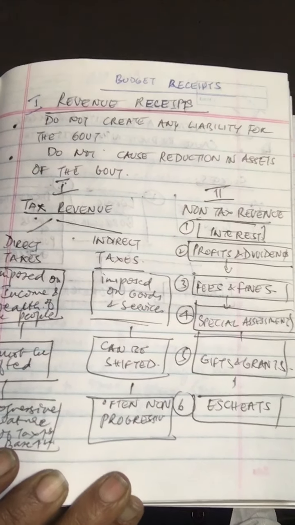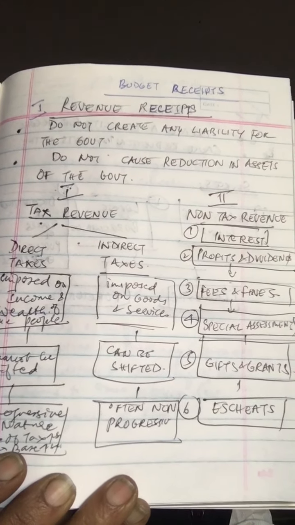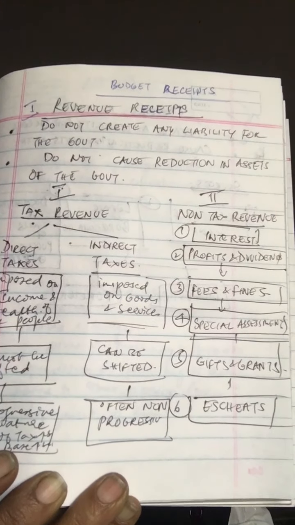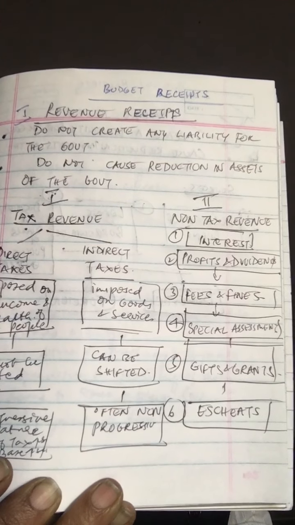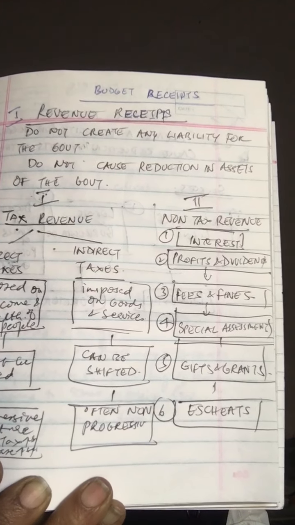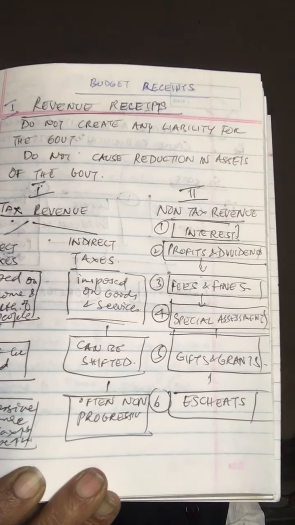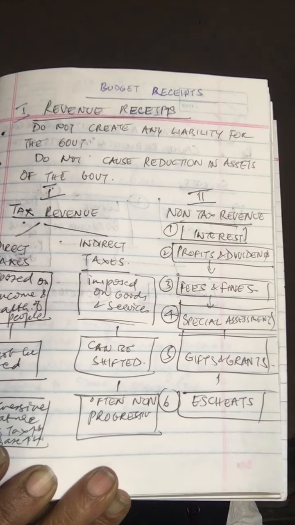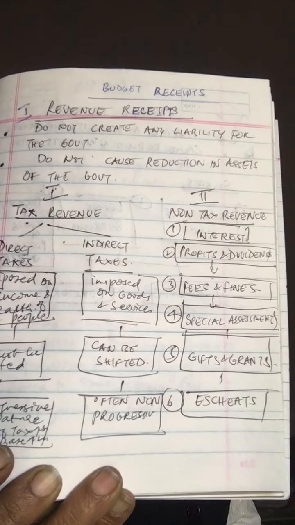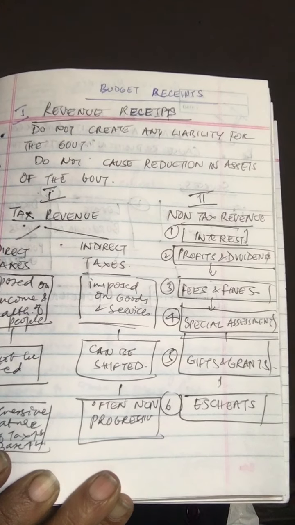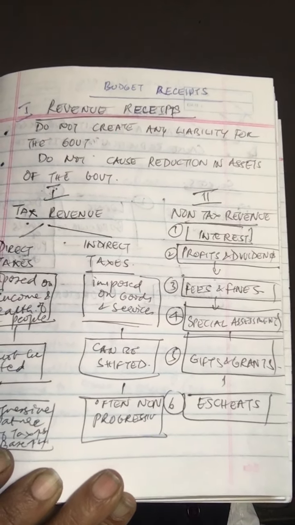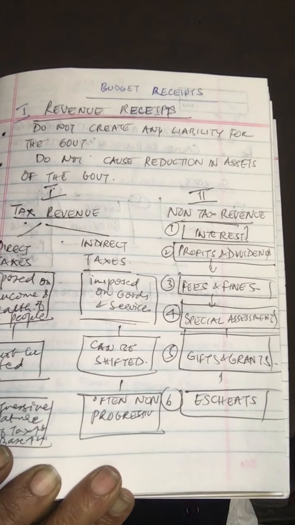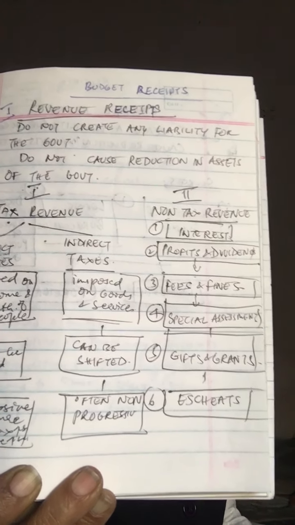So we talked about the tax revenue and the non-tax revenue. Basically, if you're talking about the tax revenue, it's a compulsory payment. But when you're talking about non-tax revenue, it is not compulsory. And talking about tax revenue, no direct benefit is received in exchange for the tax paid. However, non-tax revenue is paid in lieu of the benefit or service received. So we just talked about that.